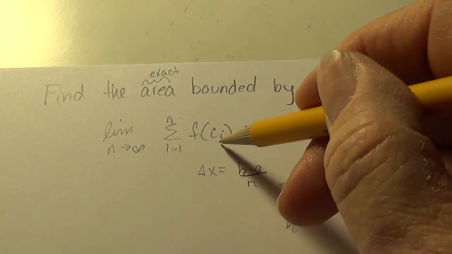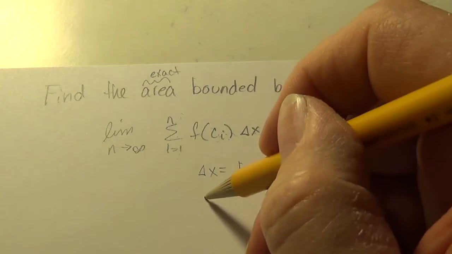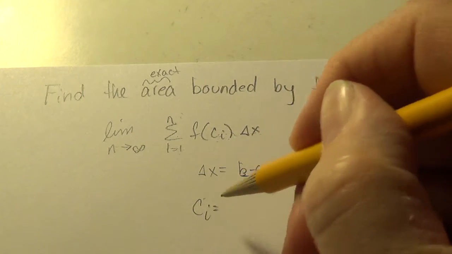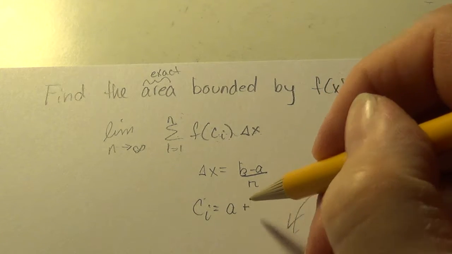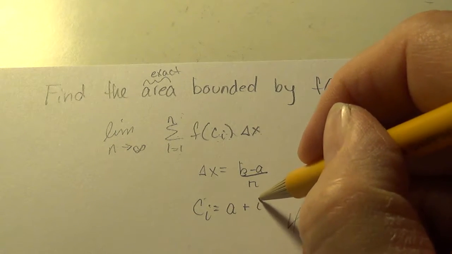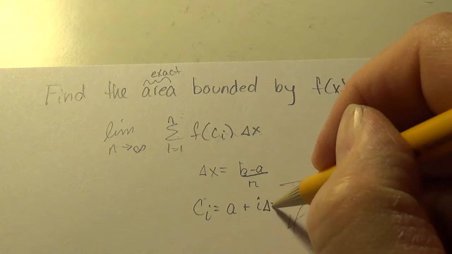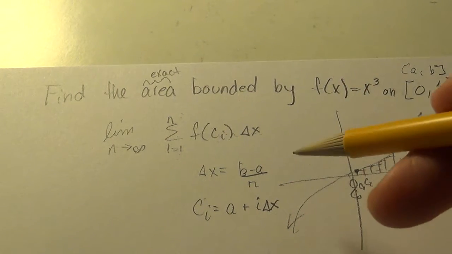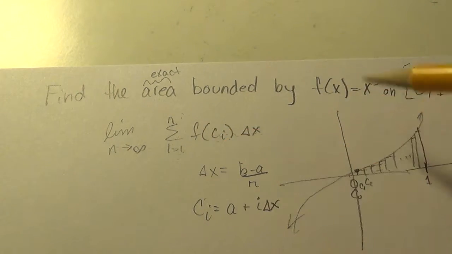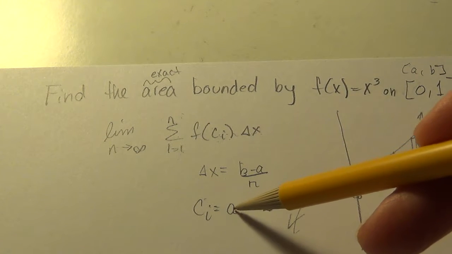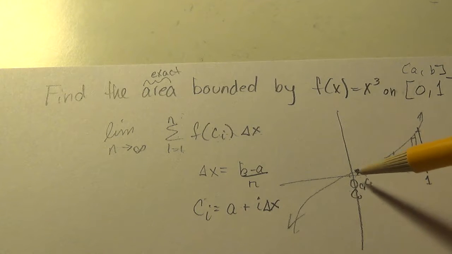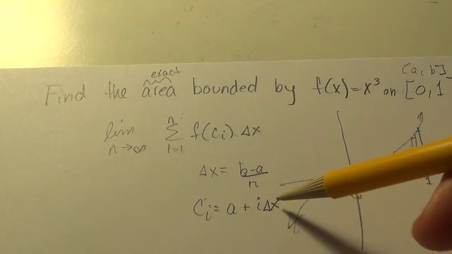What about f of c sub i? Well, c sub i is always going to be starting at a and adding i times change of x. Do you see how that's true? So the very first one, in this example, a is 0, and we go over 1 change of x.